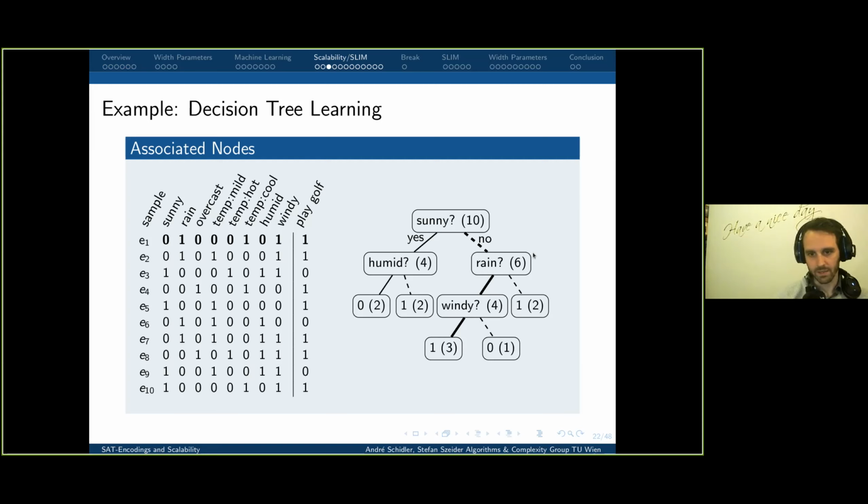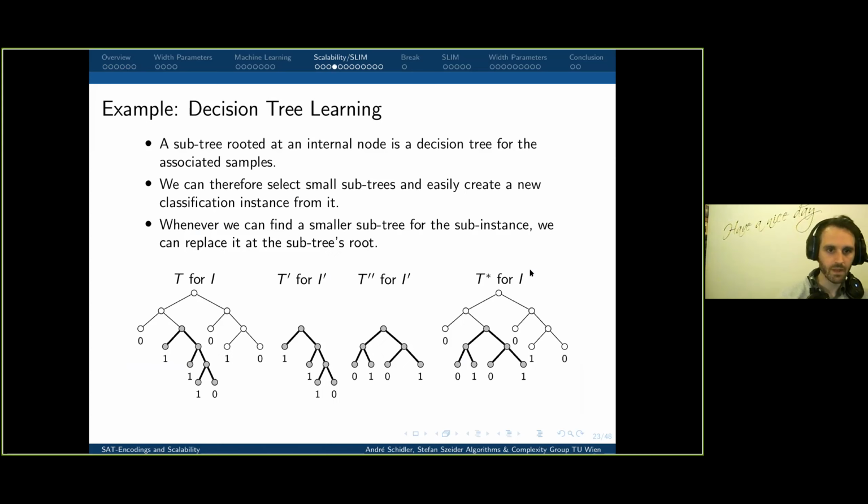And the nice thing here is, if you look at the decision tree rooted at this node, you discard the whole rest. You look at just rain, and all the samples associated with this node. So 6 samples. Then this is a decision tree that will correctly classify all these 6 samples. So a decision tree consists of smaller decision trees for the subsets associated with the roots. And this is what we do with local improvement in this case.